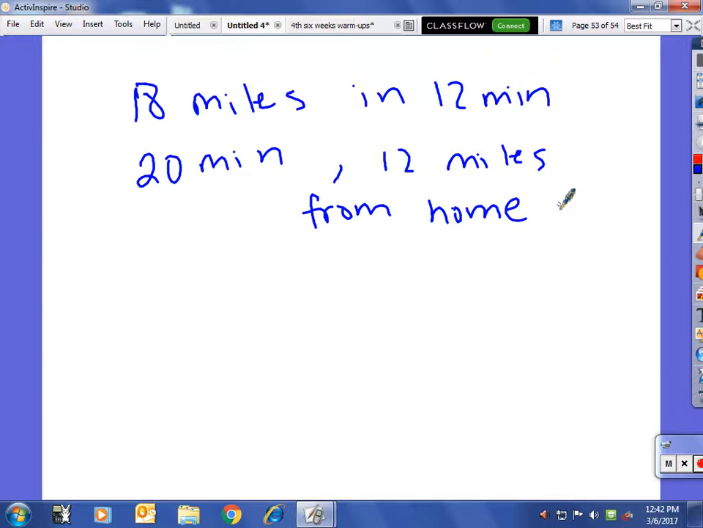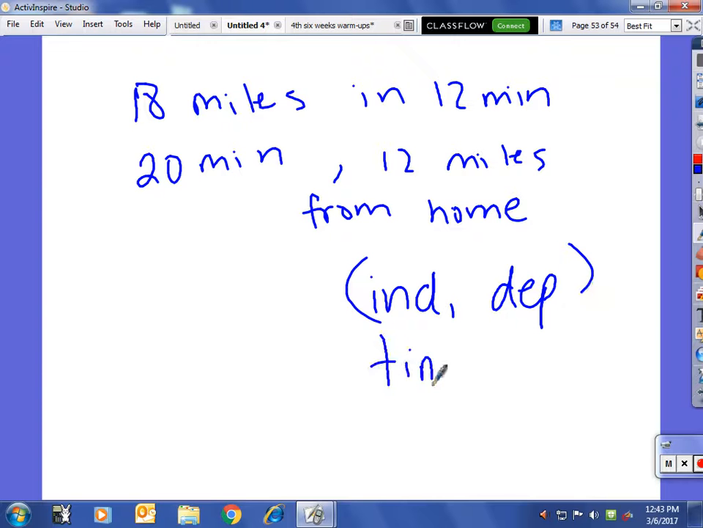So you really have to think about here, what is independent and what is dependent? What's independent here? The time. When you're dealing with linear situations and time is involved, I hate to use the word always, but most of the time, time is usually going to be independent. What's dependent? The miles. Okay, and time in minutes.